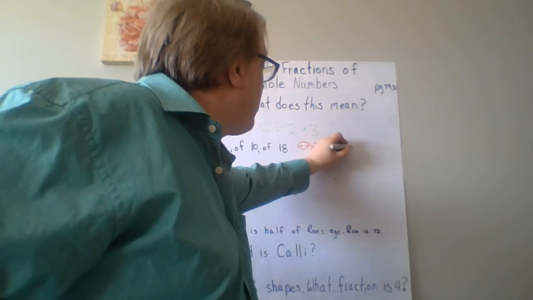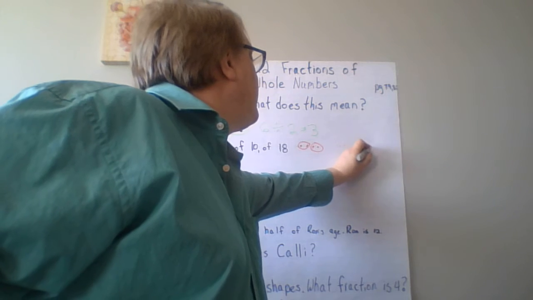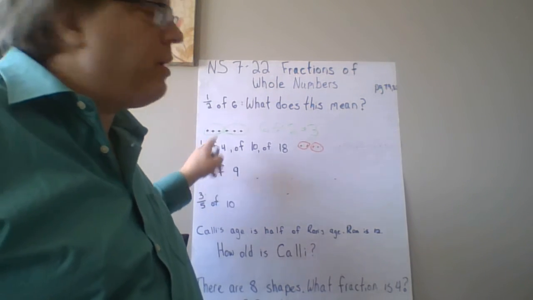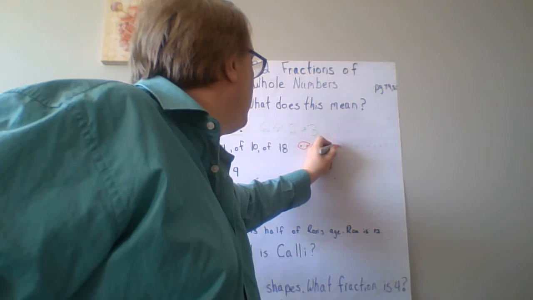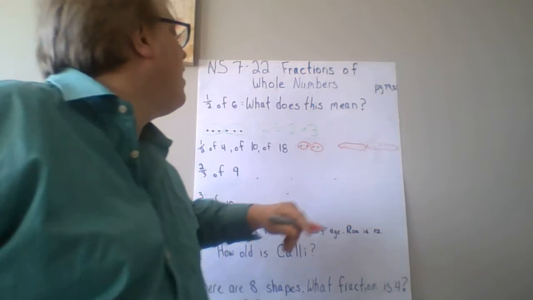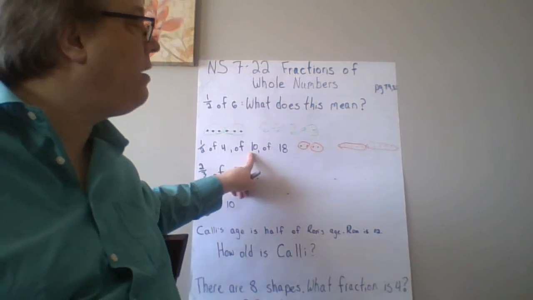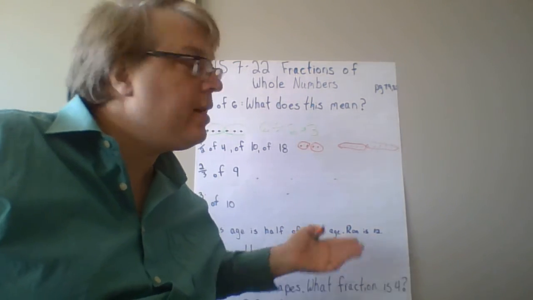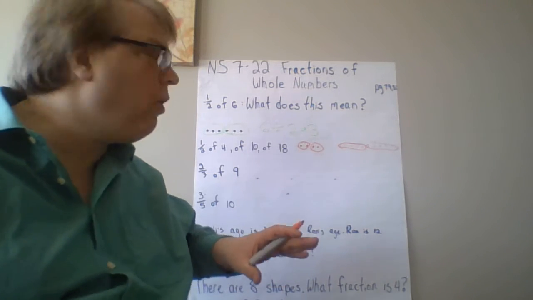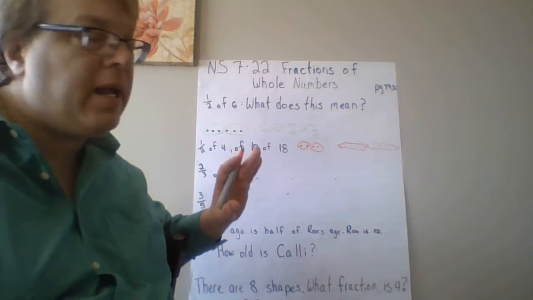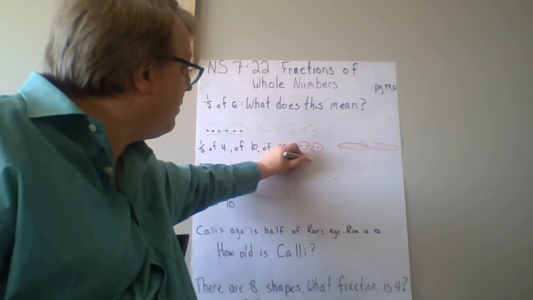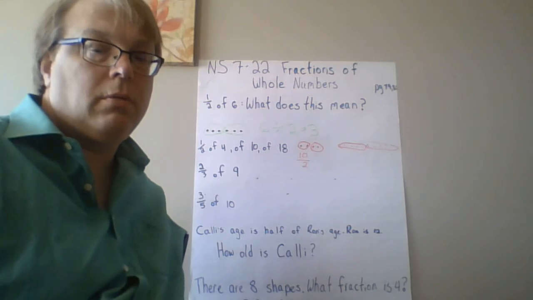How about 10? Let's make 10 dots. 1, 2, 3, 4, 5, 6, 7, 8, 9, 10. How many groups do we want? We want 2 groups. 1, 2, 3, 4, 5. What is 1/2 of 10? It's 5, right? That's the visual way. And I know all of you know this. The slightly harder way, which most of you still know, is 10 divided by 2.